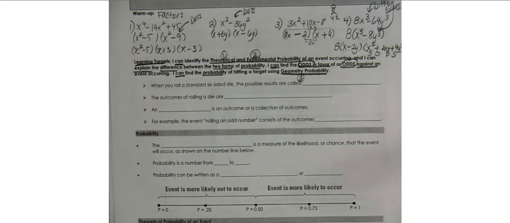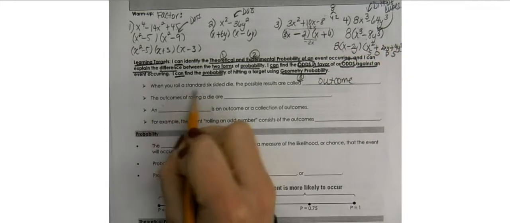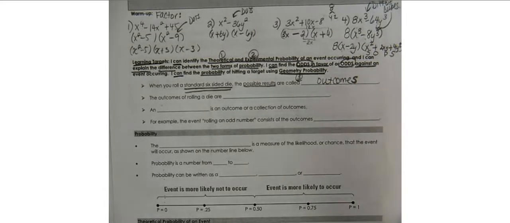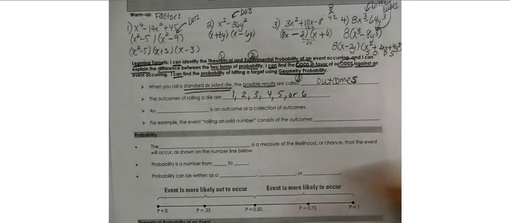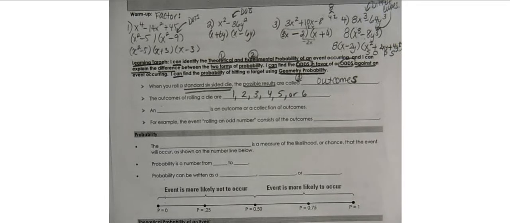So there are a few vocabulary words that I want you to become familiar with when it comes to probability. The first word is called an outcome. An example of an outcome is the following. When you roll a standard six-sided die, the possible results are called outcomes. So we have outcomes being 1, 2, 3, 4, 5, or you can roll a 6. Those are all of your possible outcomes. There are a total of 6 outcomes if you roll a standard six-sided die.